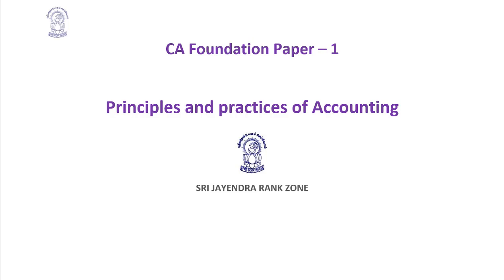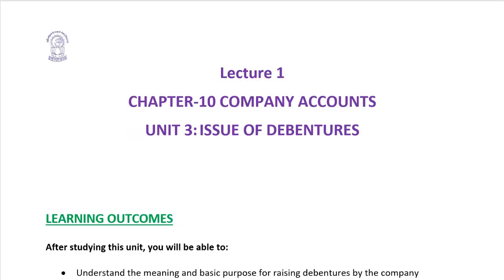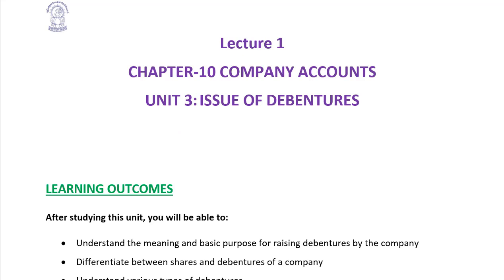In this lecture, we'll begin with Accounting, Chapter 10, Unit 3. This is Chapter 10, Company Accounts, and we'll begin with Unit 3, that is Issue of Debentures.